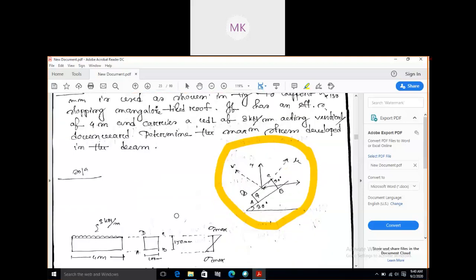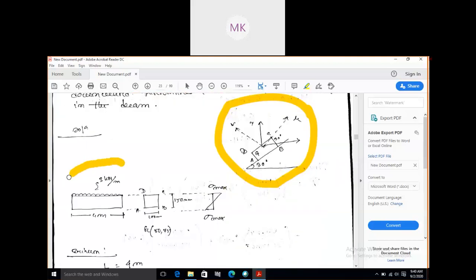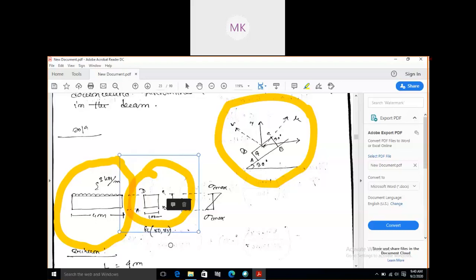So if we draw the beam, this is our beam. It is given 4 meter span, 3 kilonewton per meter UDL is applied. If we draw the section, this is our section. It is given dimension 100 into 150 mm, so this is a rectangular section. We can easily say where our centroid is, simply half of that: this is at 50 and 75.